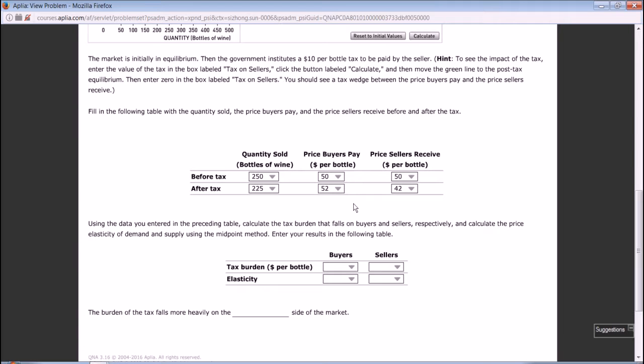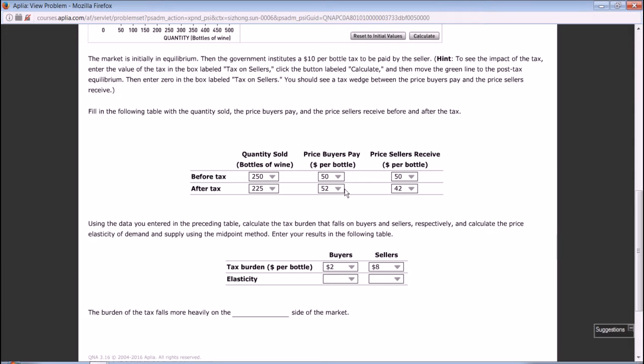So now we know that the tax rate is $10. Before tax, consumers pay $50. After tax, consumers pay $52. So the burden is $2. The tax burden that falls on consumers is $2. That means $8 of the tax burden falls on producers.